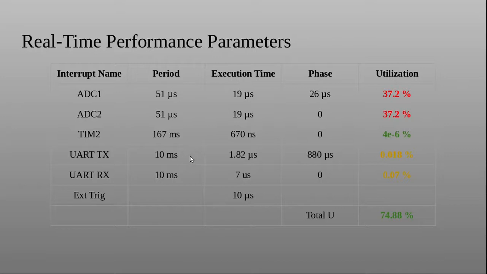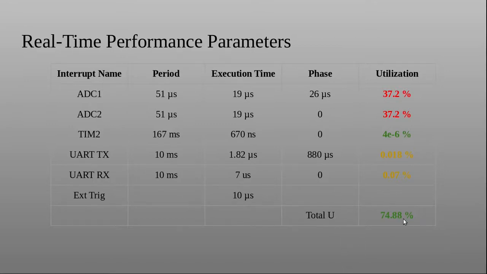the user terminal communication, and they actually do not consume a lot, 0.018% and 0.07%, because this timer is running at a very low frequency, and even the execution time is very low, so its utilization is negligible. And finally, coming to the external trigger, it's actually a sporadic event. It doesn't occur periodically, so the utilization cannot be defined for this, to be very frank.